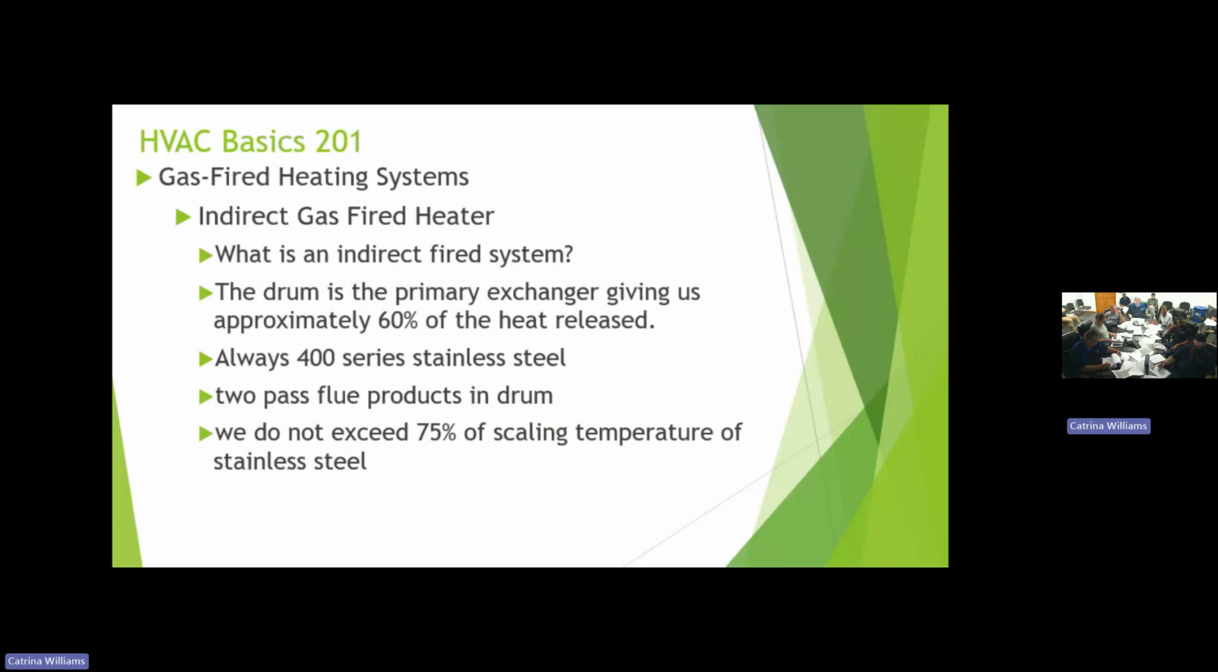And that's another thing we have to do when we get them certified. We have to make sure the temperature of the steel is only 75% of what they call the scaling temperature. When the metal gets hot enough it scales, so we have to be 25% less than that. So again, 2 passes in the drum, and you do not exceed 75% of the scaling temperature of the stainless steel. We like to brag about that, but all people have to meet the standards. That's just the way it is.